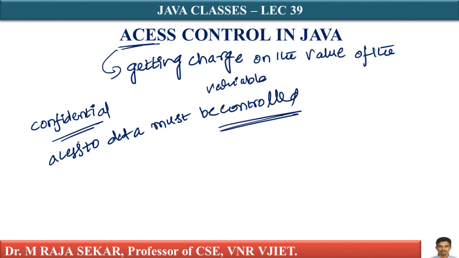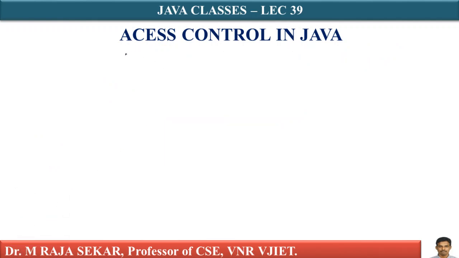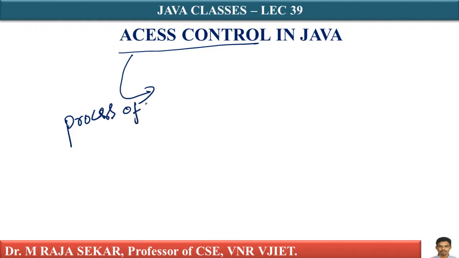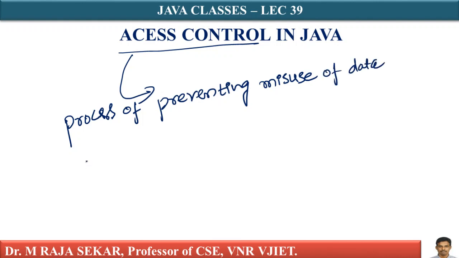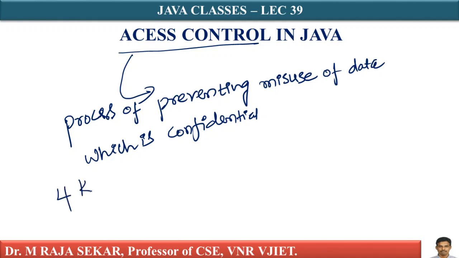Access control. What is access control? What does it mean? We will try to understand what access control is. Access control is a process of preventing misuse of data which is confidential, isn't it?